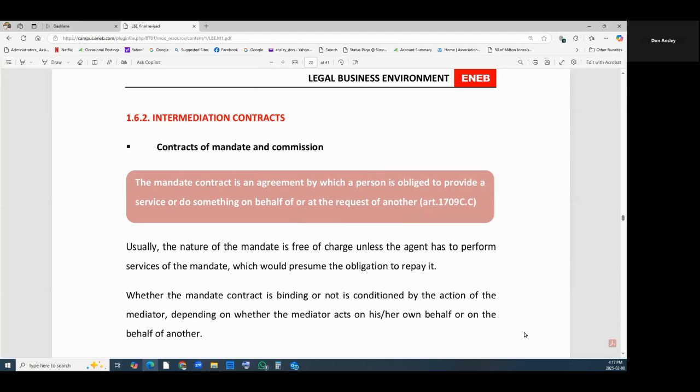Legal business environment, Module 1, Part 2, Contracts and Mandate and Commission. A mandate contract is an agreement by which a person is obligated to provide a service or something on behalf of the request of another.